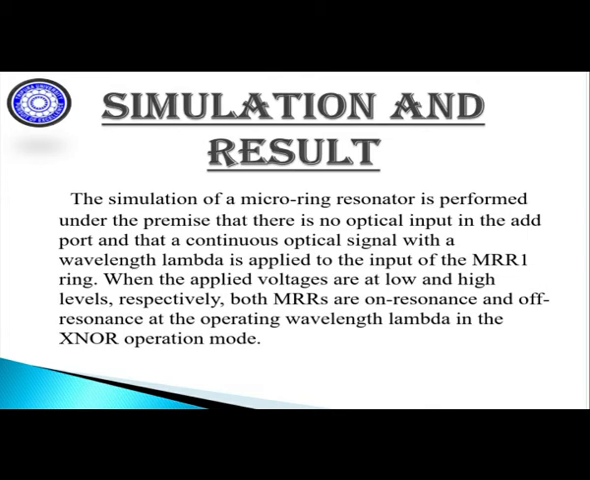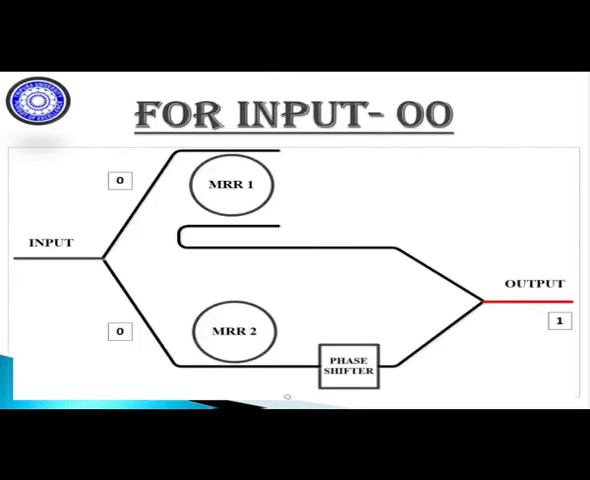According to the preceding definitions, let us go over the operational premise of the XNOR optical gate in further depth. So, for input 0, 0, when x equals logic 0 and y equals logic 0, when both the input signals x and y are off, that is a state in which an optical signal applied to the input of the first microring resonator MRR1 goes to the through port of MRR2.